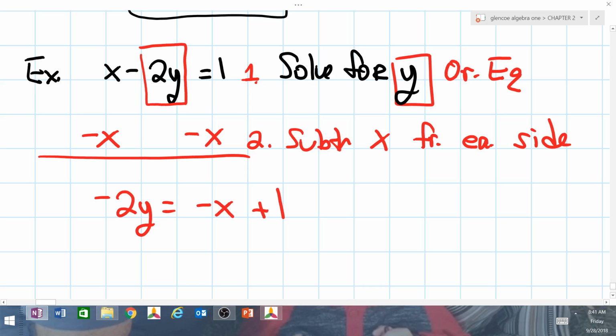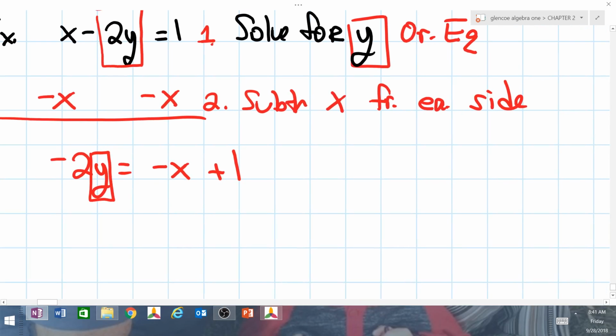What am I solving for? Let's never lose sight. What was the variable I'm solving for? Y. So I'm going to put y in a box. Now I'm going to ask myself this question: self, what's happening between negative 2 and y? They're being multiplied. How do you undo multiplication? So we divide each side by negative 2.